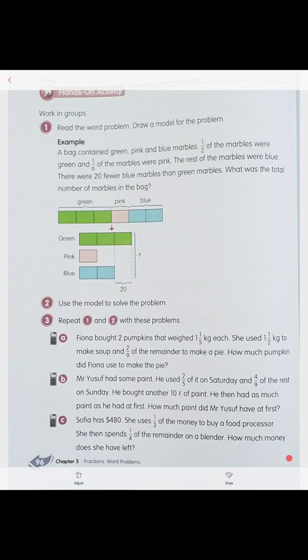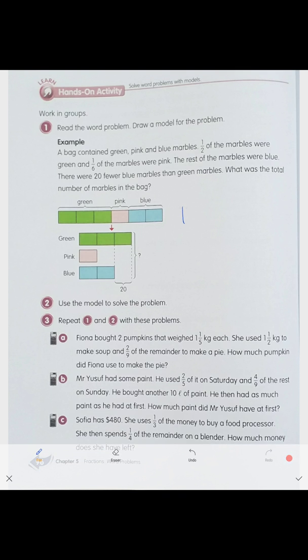All right, next page. Here's the word problem. A bag contained green, pink, and blue marbles. Half of the marbles were green, 1/6 of the marbles were pink. We can stop right here and we can draw our model. And this is gonna look exactly like what they have. The total amount of marbles is a unit bar. When you see there is a smaller fraction over here.